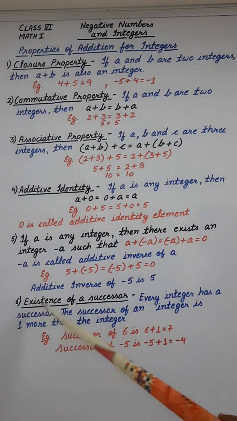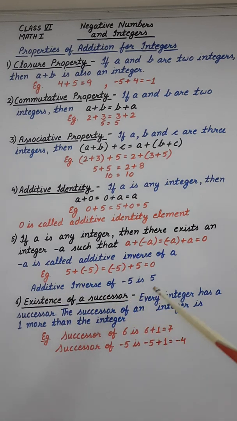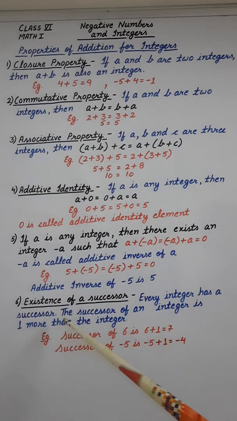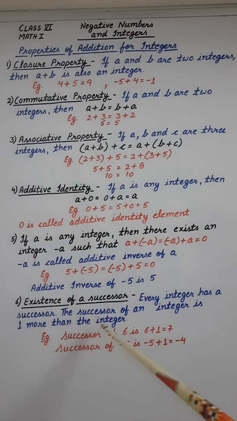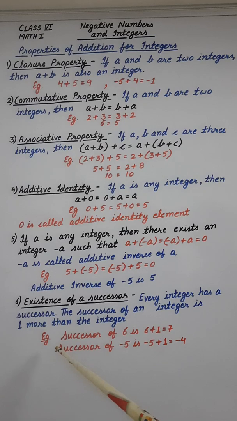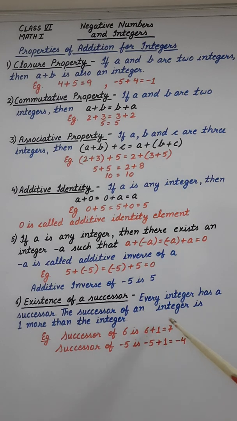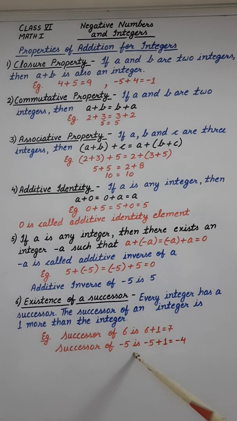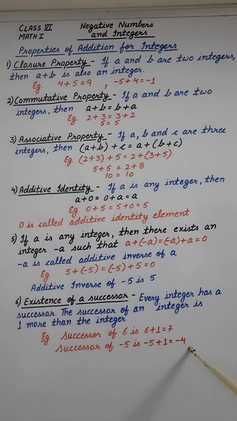Next is existence of a successor. Every integer has a successor. The successor of an integer is one more than the integer. For example, we know that successor of 6 is 6 plus 1, the next number, that is 7. For successor of minus 5, again we have to do plus 1. So minus 5 plus 1, it will be minus 4. So every integer has its successor.